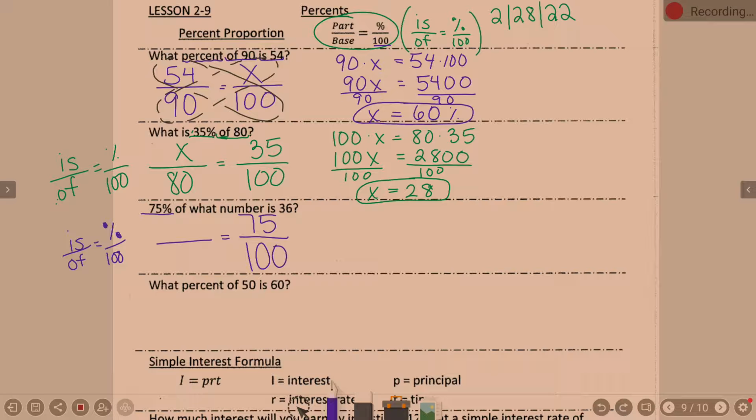Okay, so now we have 75 over 100. This means 36 has to go in one of these spots, and x has to go in one of these spots.